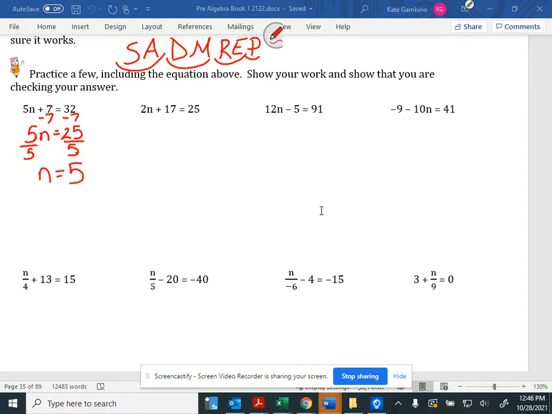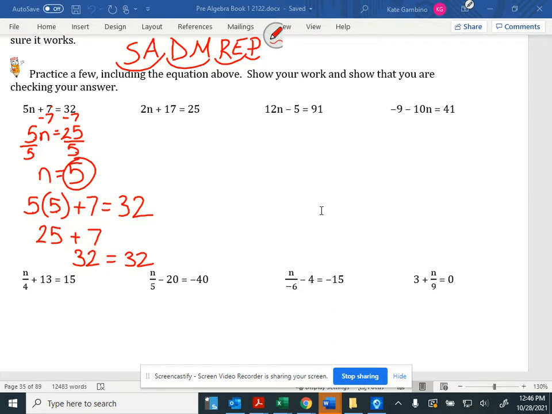So then we want to put our answer in for that variable to see if we were correct. So we have 5 times 5 plus 7 equals 32. So 5 times 5 is 25 plus 7. 25 plus 7 is 32. It works. Yay. Always take your answer and plug it back into the equation to double check your work.